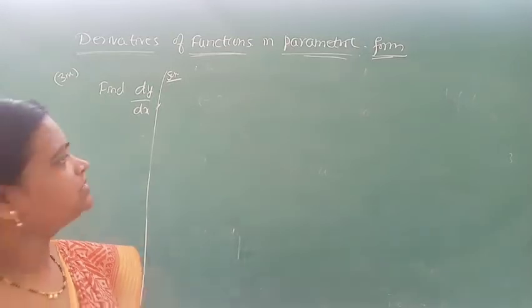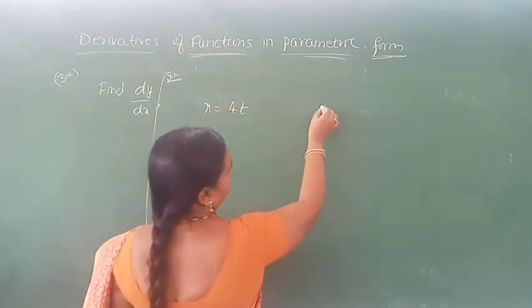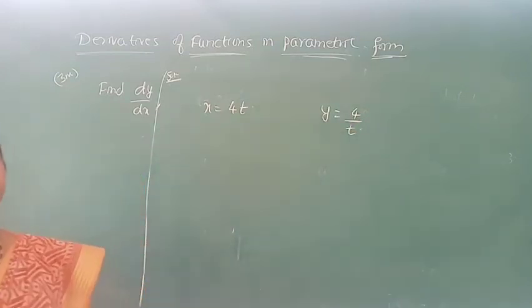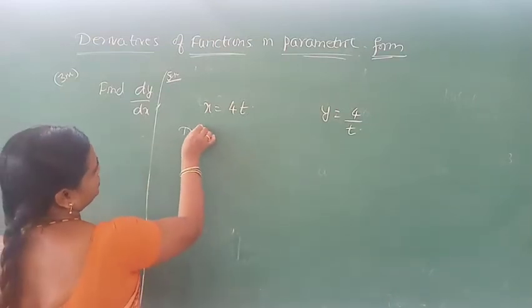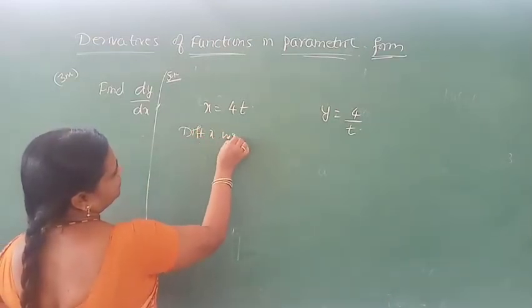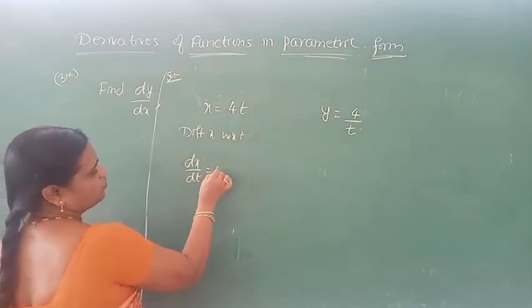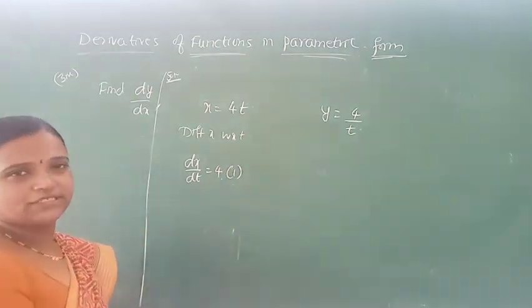Next one is mentioned. x is 4t, y is 4 by t. Do the differentiation as per the same procedure. Differentiate x with respect to t: dx by dt, 4 as it is, differentiation of t is 1 because we know the differentiation of x.